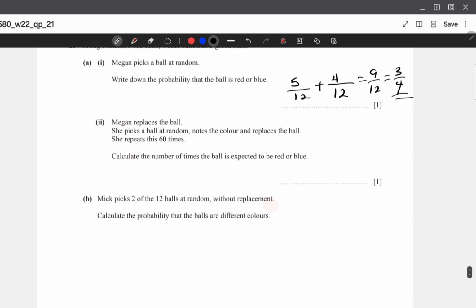That's the answer. She picks a ball at random, notes the color and replaces the ball. She repeats this 60 times. Calculate the number of times the ball is expected to be red or blue. So the probability of picking a red or a blue, we have already calculated, is 3 over 4. So that will be 3 over 4 times the number of times she picked, which is 60. 4 goes into 60 fifteen times, and 3 times 15 is 45. So the answer is 45 times.